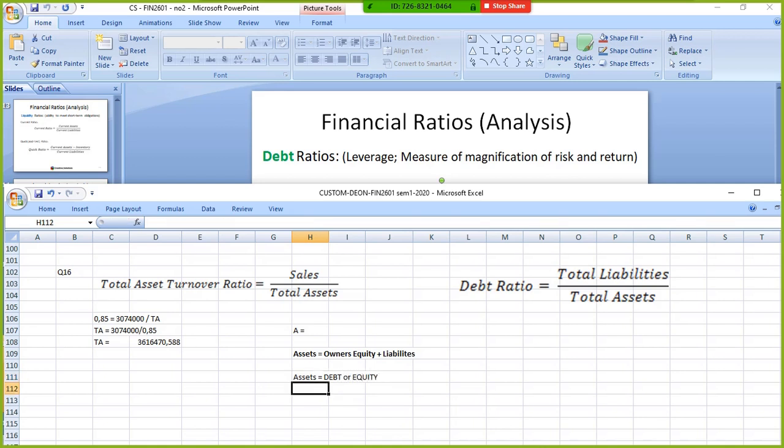So it's not minus. You can rearrange it: E equals A minus L. That's the other formula. But now I'm just applying algebra. I'm taking the liabilities to the left. Are you with me? Yes. Okay, make sense? All right, perfect.